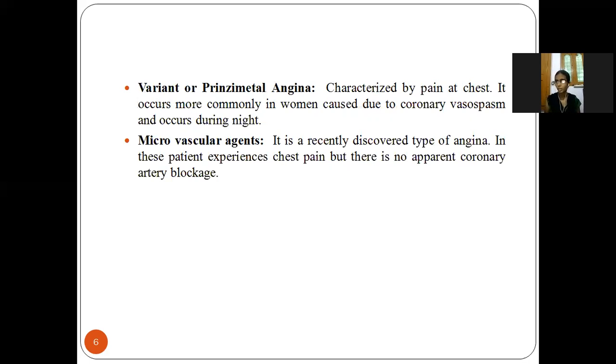Next, the last one is microvascular angina, which is the newly discovered angina. In this, the person will feel chest pain, but if we look at the person's heart or ECG, there is no blockage in the heart.